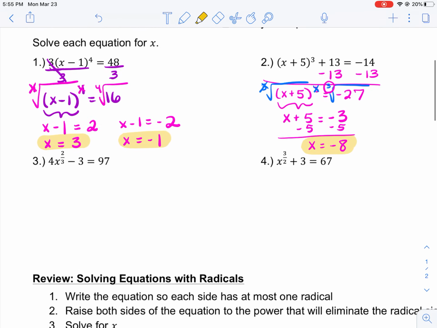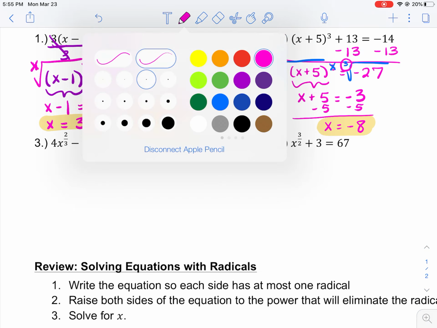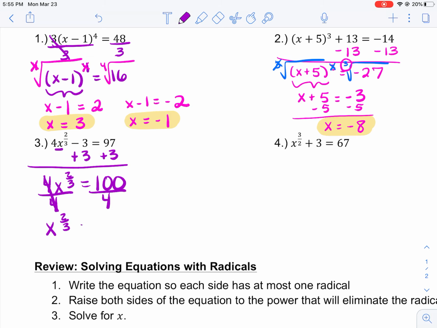All right, now the next set of problems we're going to talk about are exponential equations, but the exponent is a fraction. So we're going to start by doing the same steps. We're going to get that base, x to the 2/3, by itself. So in this next problem, we have to start by adding 3 to both sides. We get 4 times x to the 2/3 equals 100. And then we're going to divide both sides by 4. And so we get x to the 2/3 equals 25.